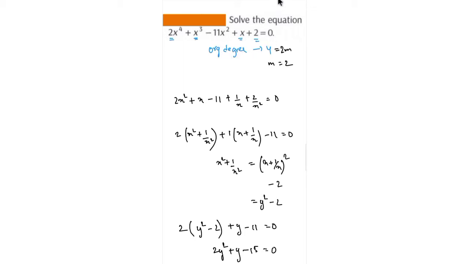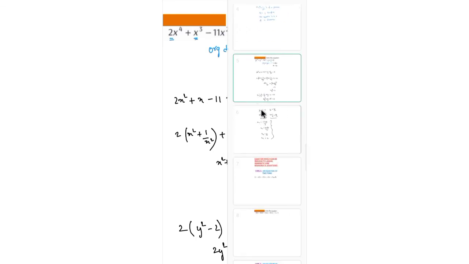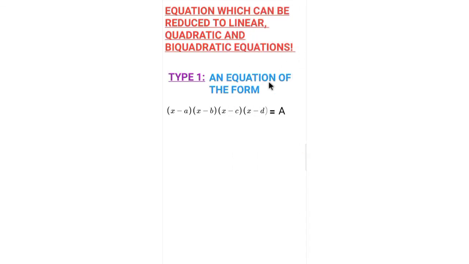So you need to make sure, then only this case works, or it becomes hard for us to solve. The second thing that I wanted to tell is equations which can be reduced to linear, quadratic and biquadratic equations. So if there is a giant equation given to us, what's the way of approach to solve those problems?